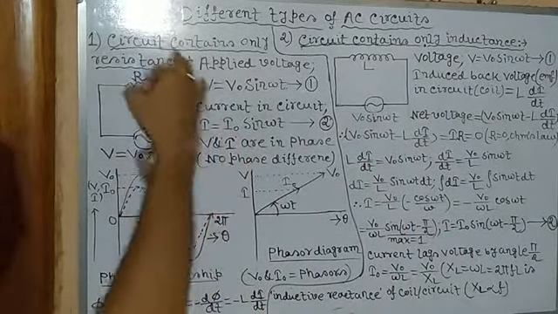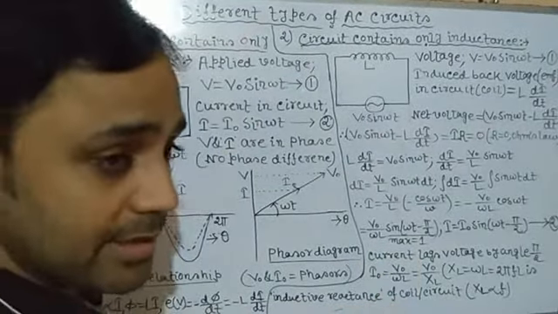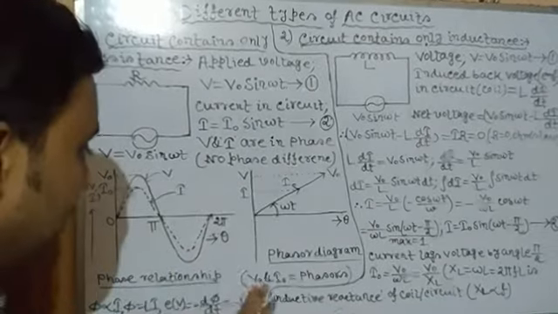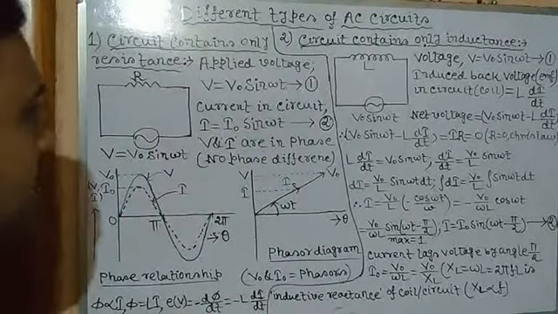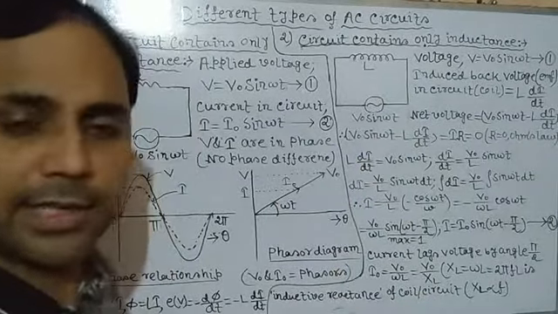In case of a pure resistive AC circuit, voltage and current are in phase, and in the phasor diagram V0 and I0 are called phasors. Moving on to the circuit which contains only inductance. It means the AC circuit contains only inductance, nothing else.